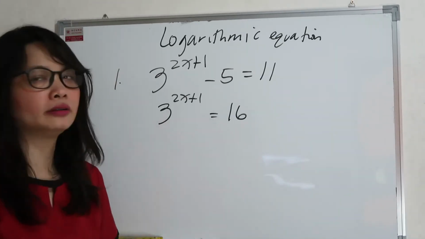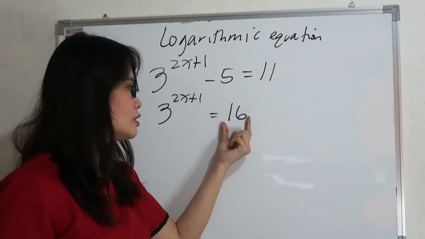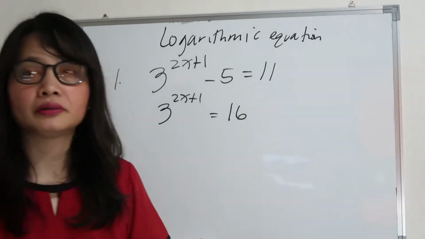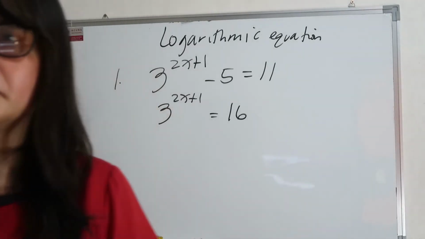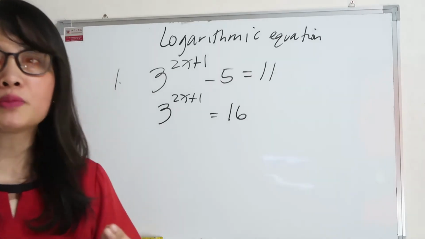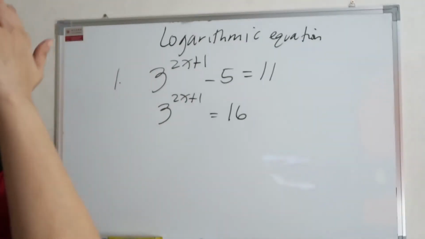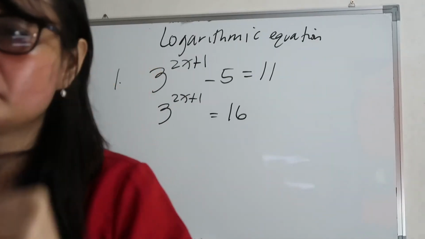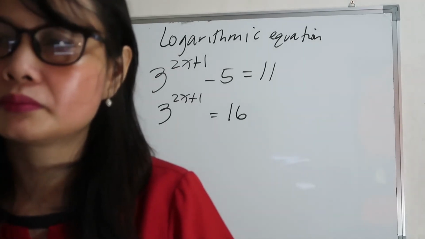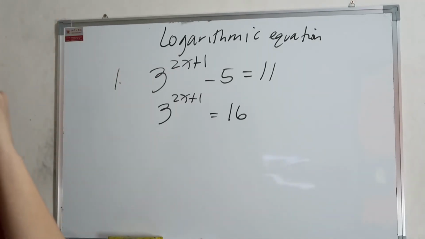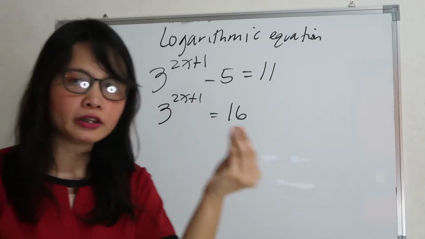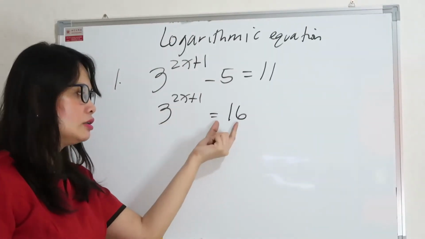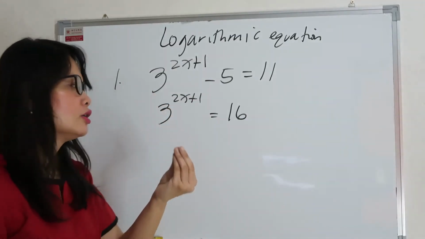3 and 16. Can we convert 16 to base 3? Is it possible to have a common base? No. There's no such number; 3 and 16 have no common base. So how do we solve it?